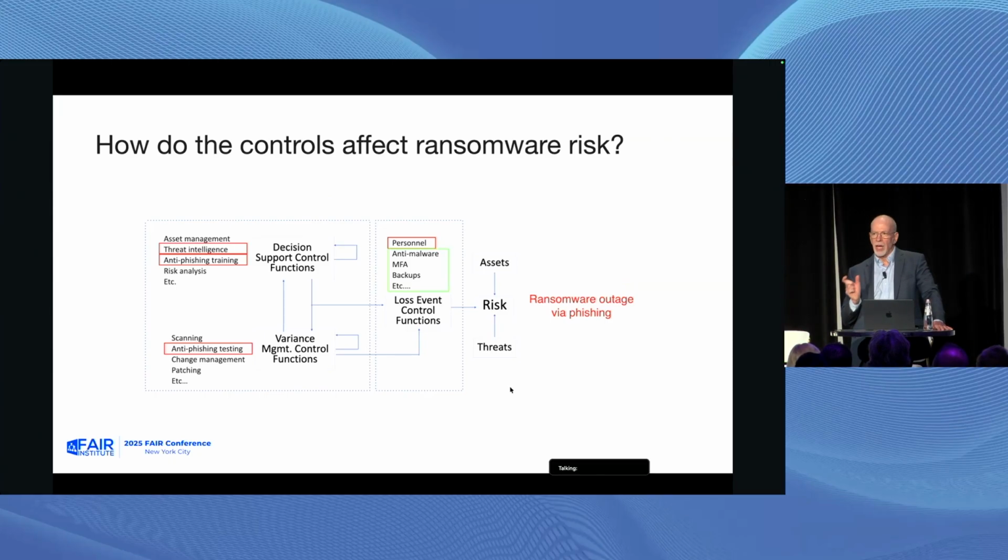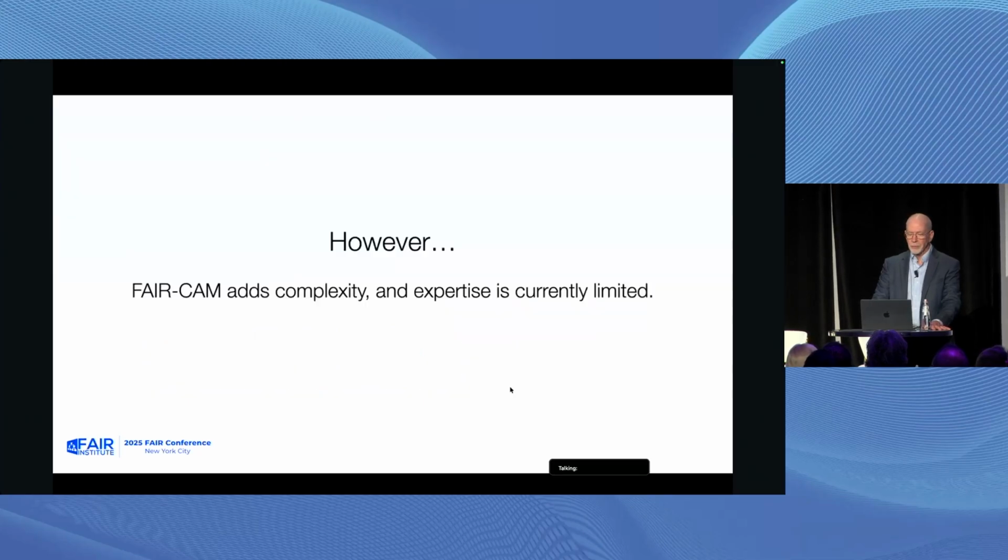So we can't gauge how significant a deficiency in, say, personnel is unless we know how well the others are working. And you can bet that each of those others has variance management and decision support controls that affect how good they are as well, right? So again, this is a system. And we have to understand it as a system before we can really manage it effectively and leverage it effectively.